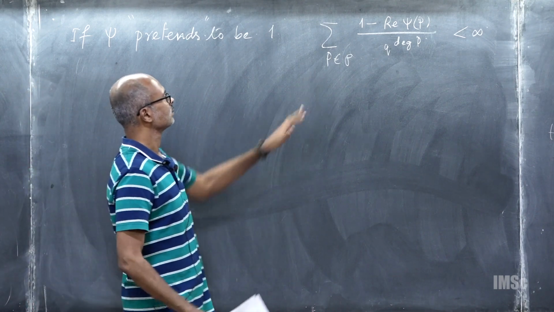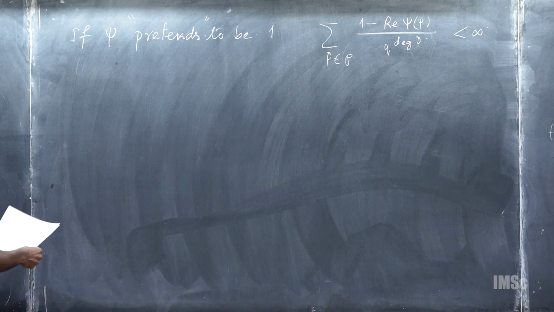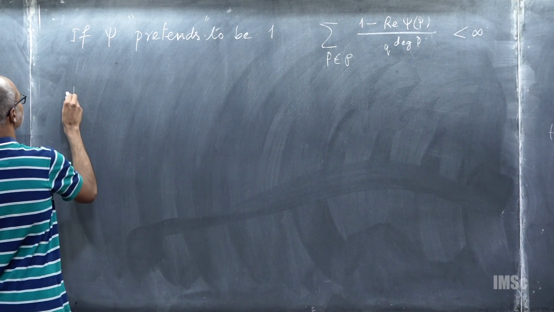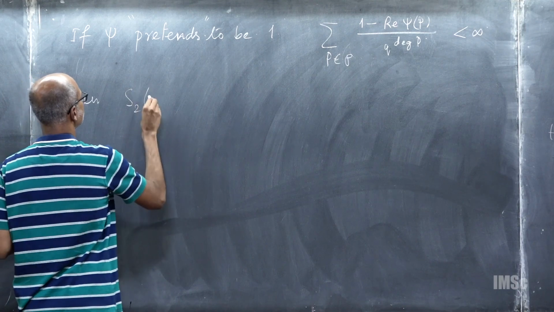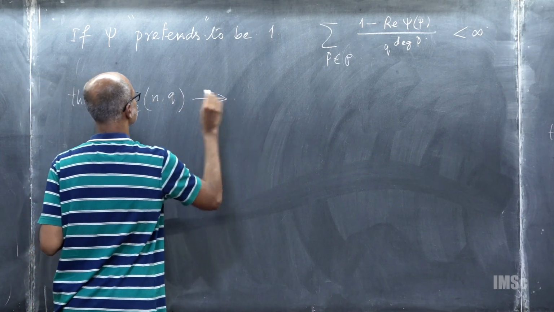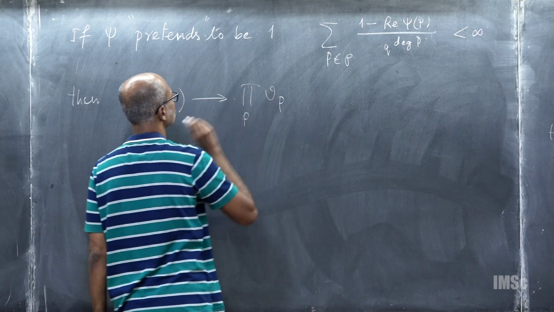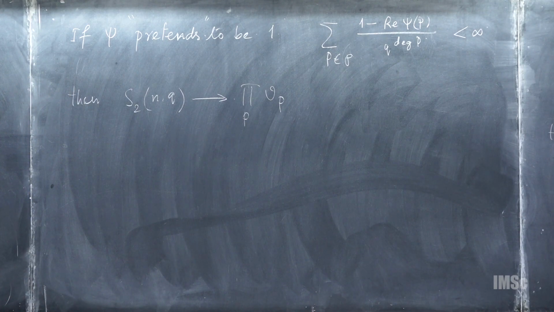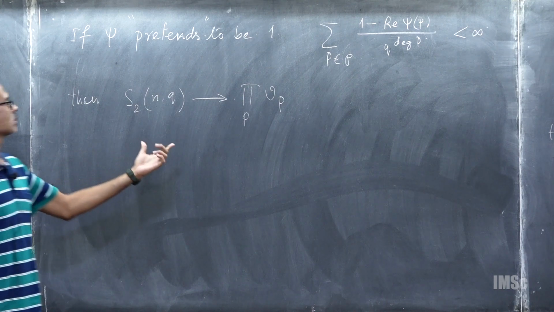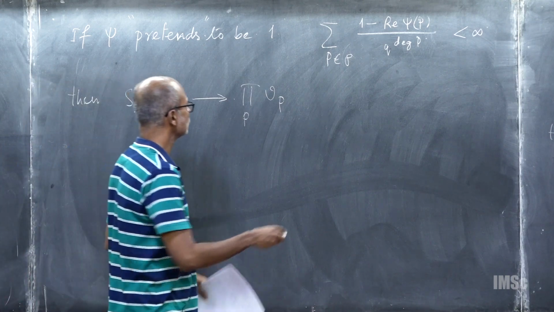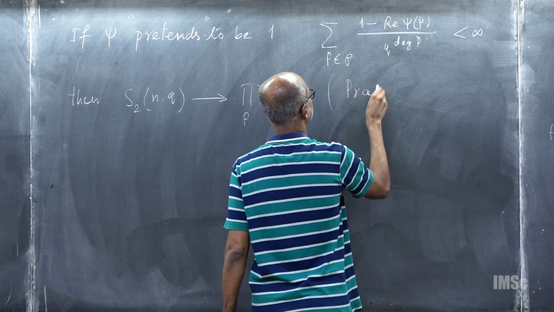So if this series converges, then we have a local-global theorem. Then S2NQ converges to the Euler product, this product, as n goes to infinity. Here for local correlations I have already taken the limit, so this only depends on p. And then these products. Okay, so this is joint work with Pranendu Dorbar.